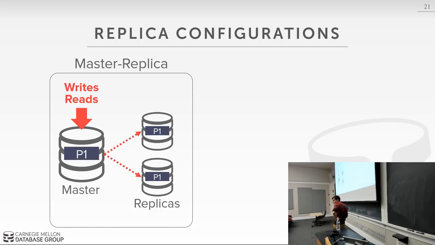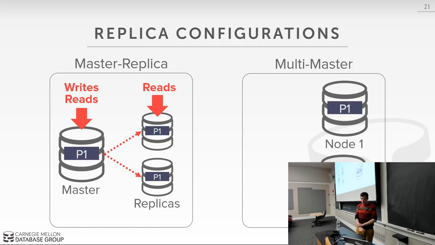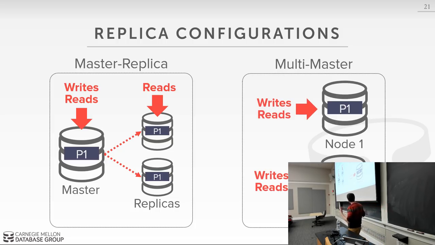If I have a read-only transaction, and I'm okay with possibly reading stale data, depending on how I do this replication, I can have the read-only transactions go to the replicas. You want to do this because now you're using the master node only to absorb the writes, which are expensive, and your reads can be offloaded to these other machines. Under multi-master, I have a single partition replicated on two nodes, and any read-write transaction can go to any node. And we have to use two-phase commit or whatever consensus protocol we want underneath the covers to keep these two in sync.